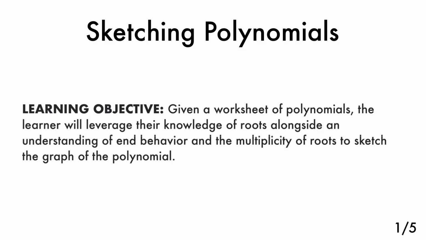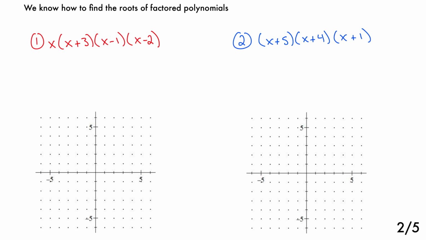In this lesson, we are going to be sketching polynomials based upon the roots, the multiplicity, and figuring out the end behavior of a function. First, we're going to leverage what we learned with quadratics and with factoring, and how we know that when a function, such as a polynomial, is completely factored, it is relatively easy to find the x-intercept.